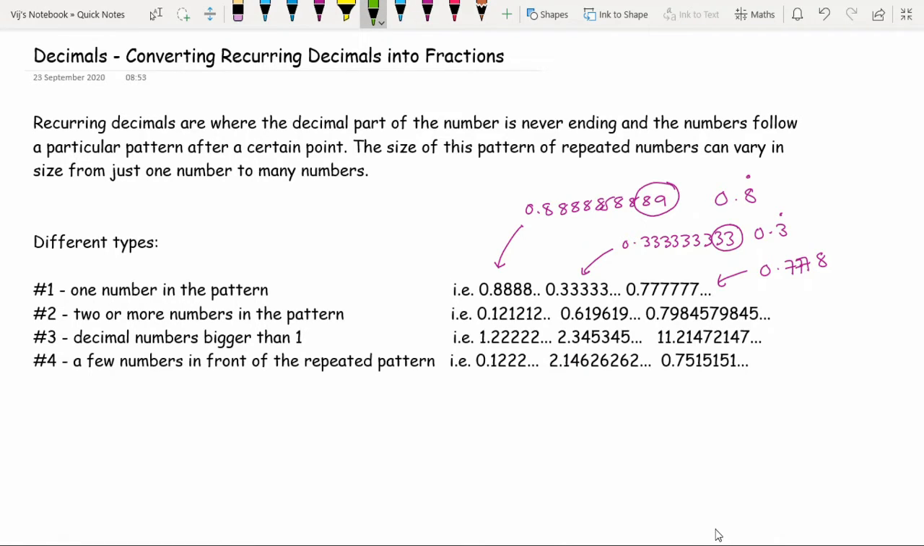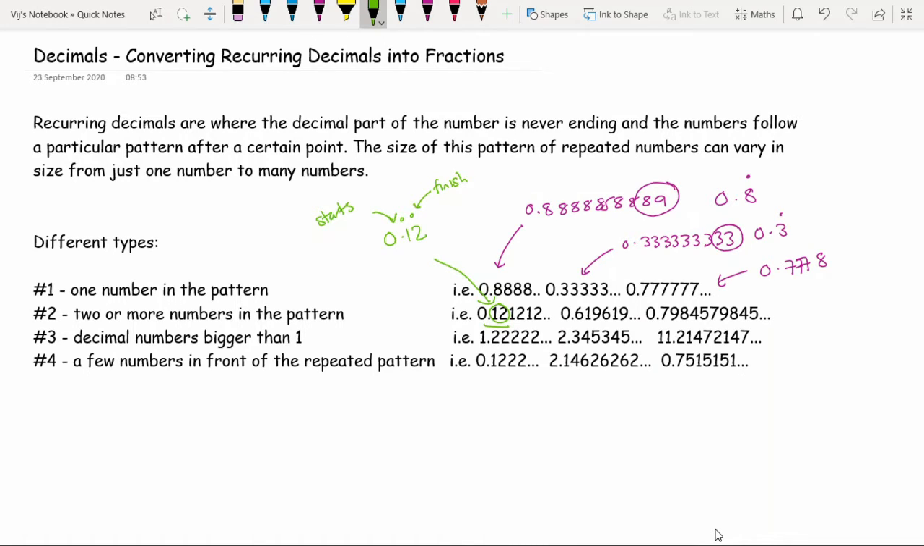Now for the second variation, the second one is when you've got 2 or more numbers in your pattern. So here in this example, you can see that we've got a 12 being repeated. Now that would commonly be represented as 0.12 with a dot above the 1 and a dot above the 2. The first dot represents where the pattern starts, and the second dot is where it finishes.